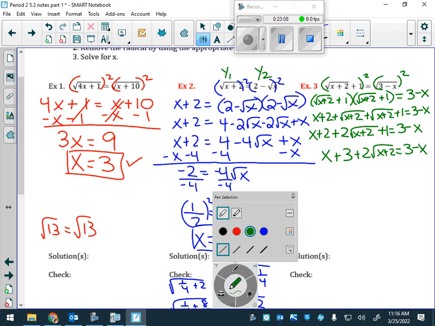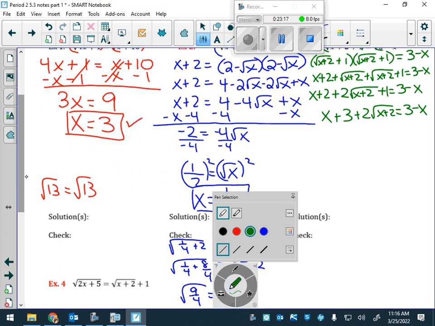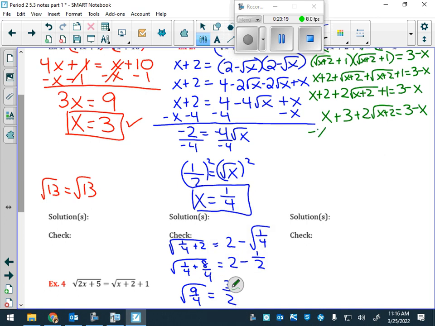Okay? Now, since I have the radical still there, I have to isolate it. So I want to subtract my x and subtract my 3 from the right-hand side. Okay? So I have 2 root x plus 2 equals negative 2x. Everyone okay?